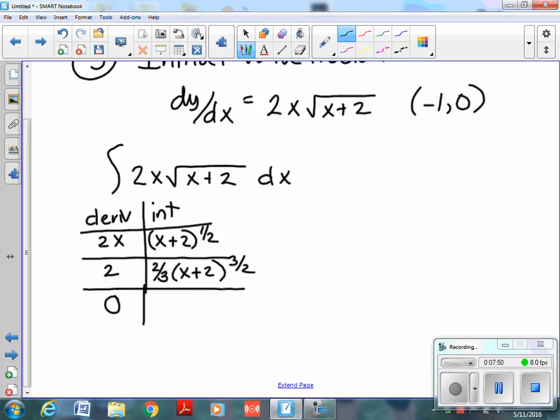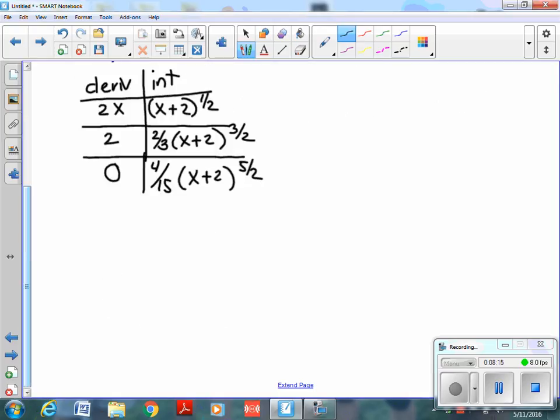I got to do it again. When you add 1 to 3/2, you get (x plus 2) to the 5/2. But you're really multiplying the 2/3 times 2/5, which makes 4/15. So, as you can see, these problems are getting harder and longer. I'm going to put these two together, positive. I'm going to put these together to make them negative.